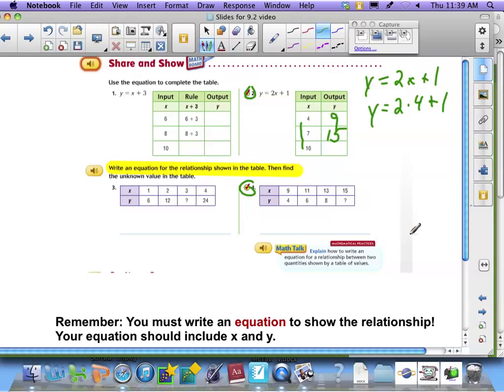Number 4 now. We see the relationship in the table. We have to write an equation. One thing you can think about: x is your independent variable. You're going to perform an operation with x, and it's going to equal y. So I'm going to look in the table and see what I do to x to get y. Go from 9 to 4, 11 to 6, 13 to 8. I can see each time you're subtracting 5. 9 minus 5 is 4. 11 minus 5 is 6. 13 minus 5 is 8.